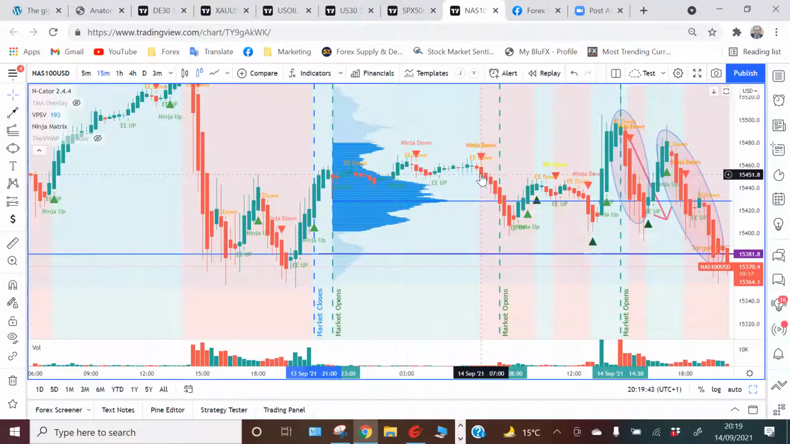The time of the day is 7 a.m. UK time. For you, that's maybe not the best time. Now, looking at this, that might not be the best time of the day to actually enter that trade because it's a US pair. But let's just go with it anyway. So you enter the trade.